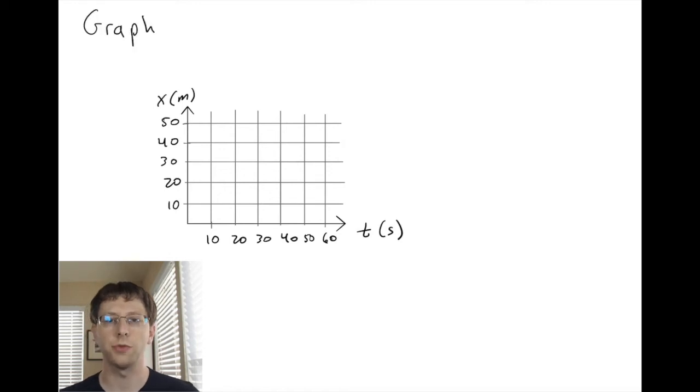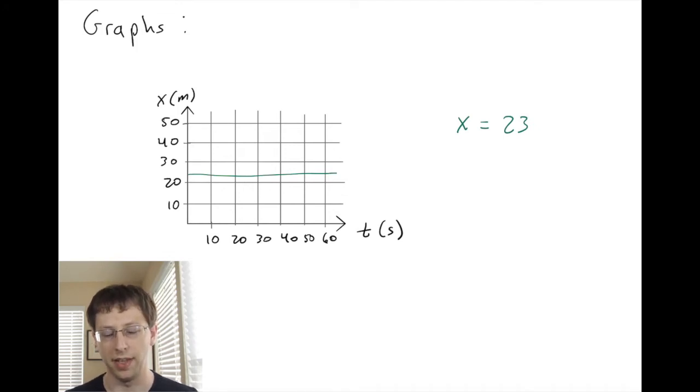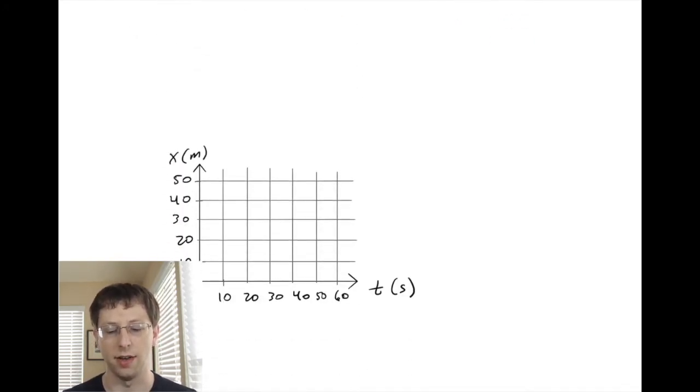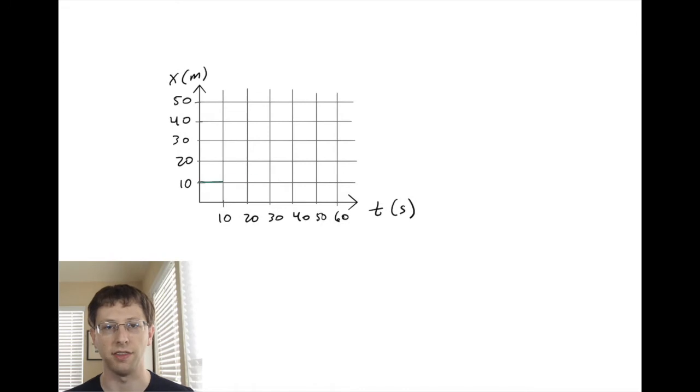Okay, so next we're going to look at how to graph one-dimensional motion. Here you can see that I've drawn some axes, and the first thing I'll show you is a graph where the position is not changing. In this case, you can see there's this flat green line that shows the position at 23 meters, and it never changes.